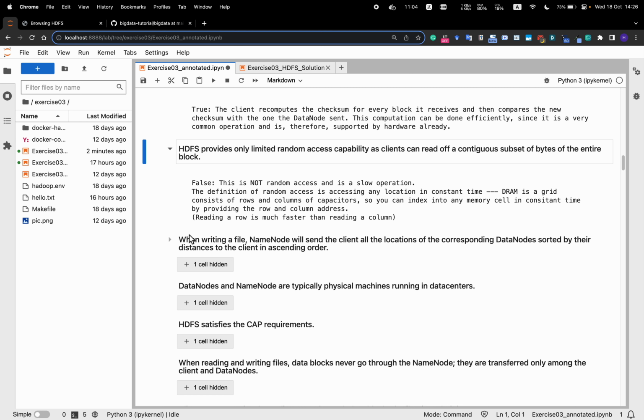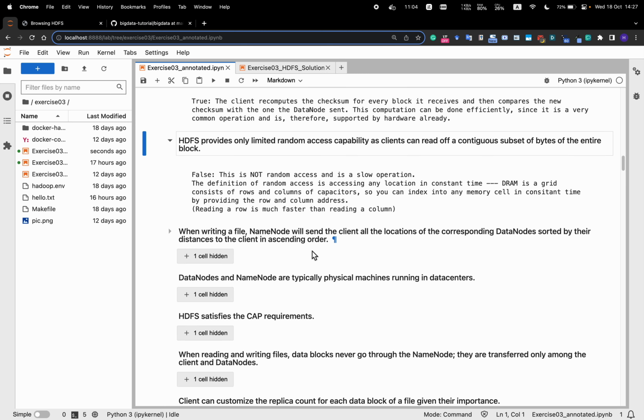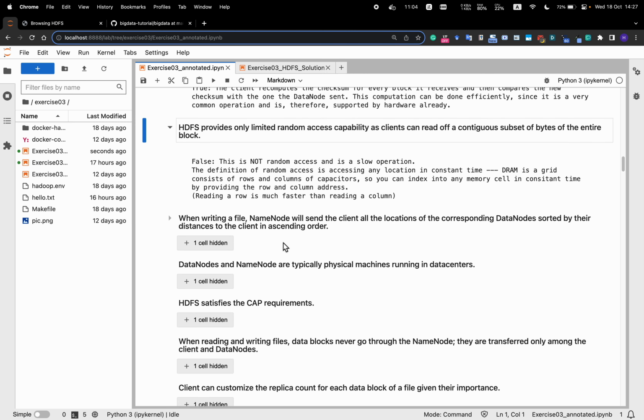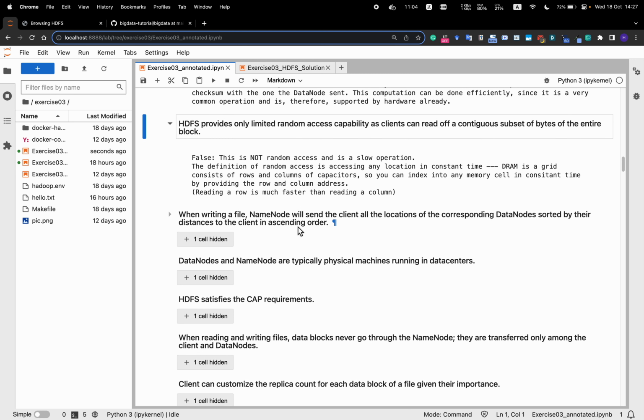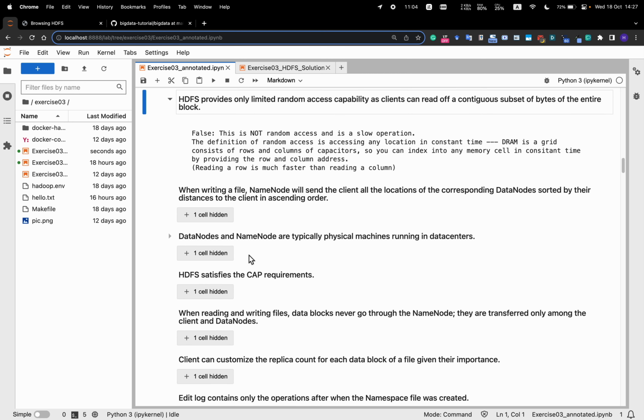The definition of random access, like DRAM, is to access every single location in constant time. When you scan, it's linear, so it's never constant in that case. So this is not random access. It's still a slow operation. I've added some more explanation here. You can take a look at it later. And also, reading a row is much faster in DRAM. Any questions at this point?